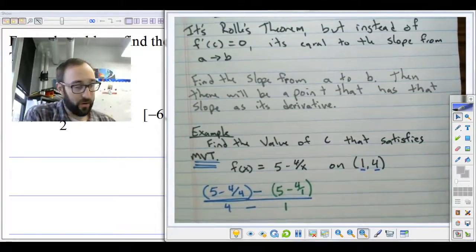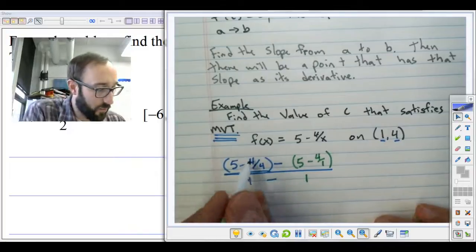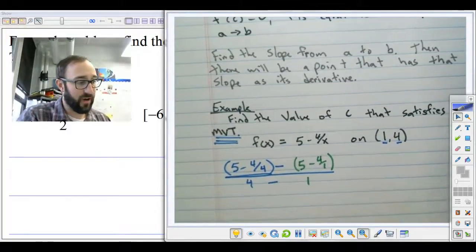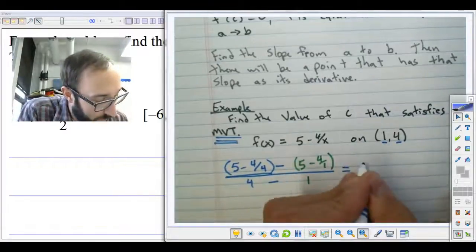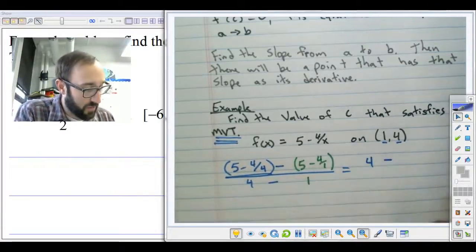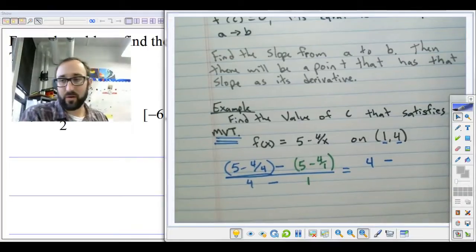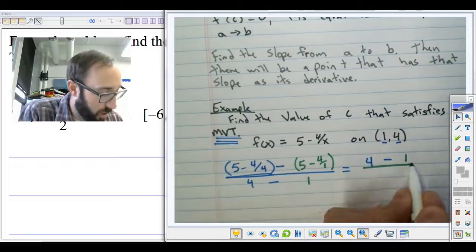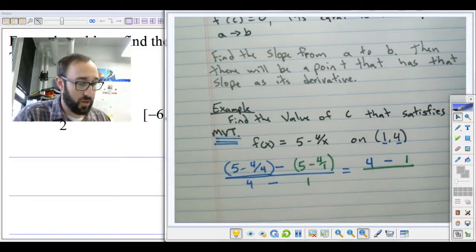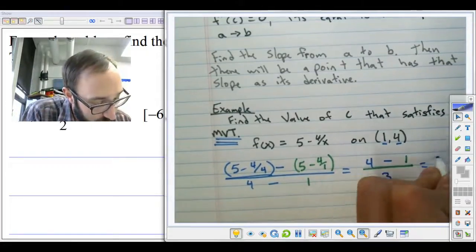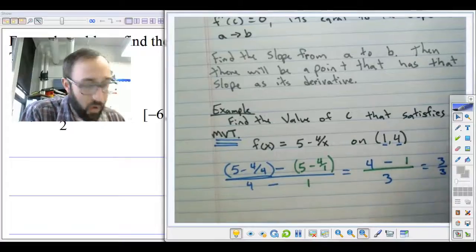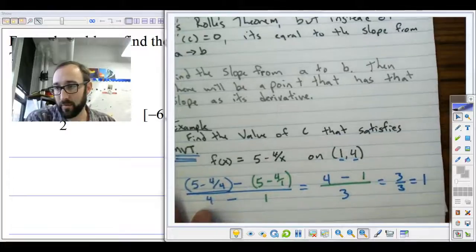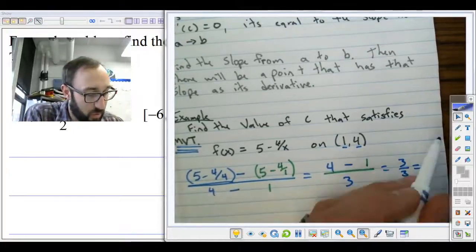Okay, so now all I have to do is figure this out. 5 minus 4 divided by 4 is 1, so that whole thing is going to be 5 minus 1, which is 4. And then minus 4 divided by 1 is 4, so 5 minus 4 is 1. And that's going to be all over 4 minus 1, which is 3. So that's going to be 3 over 3 equals 1. So we need to find out, and you can see it now. There we go. So we know that the slope is going to equal 1.